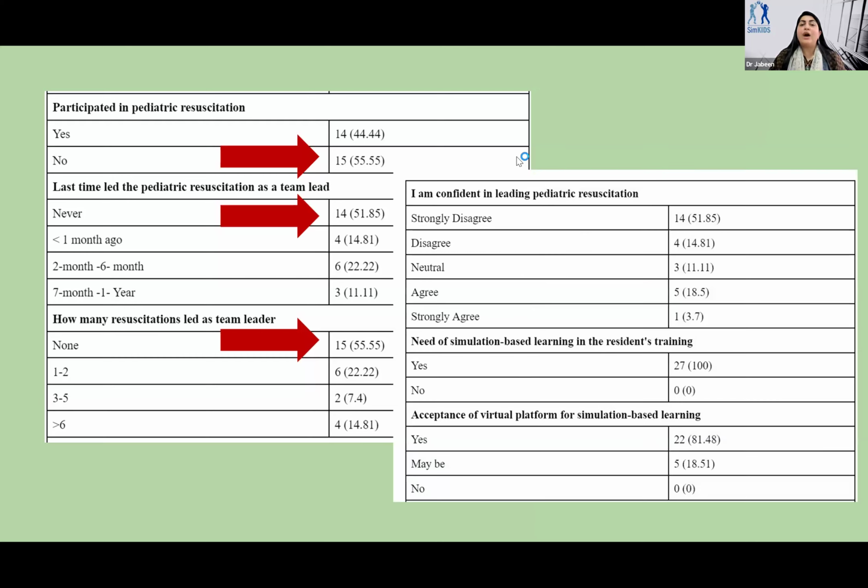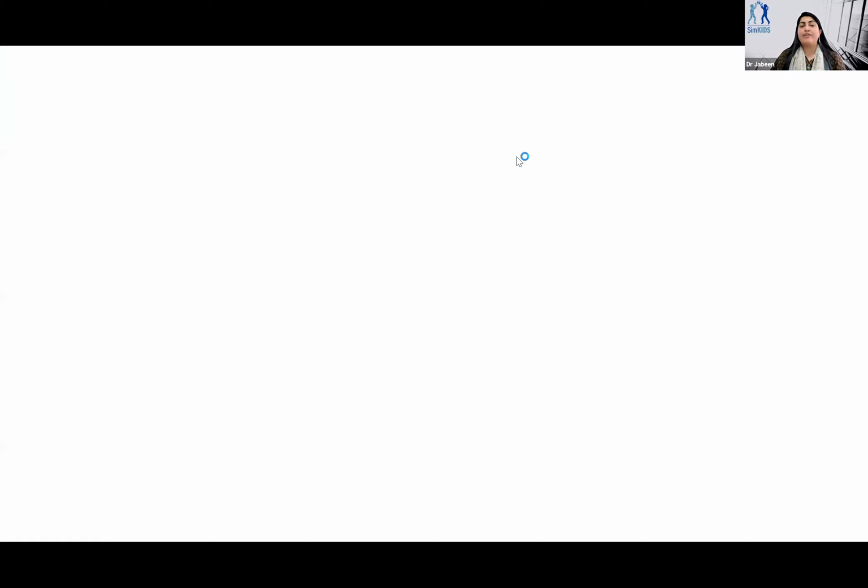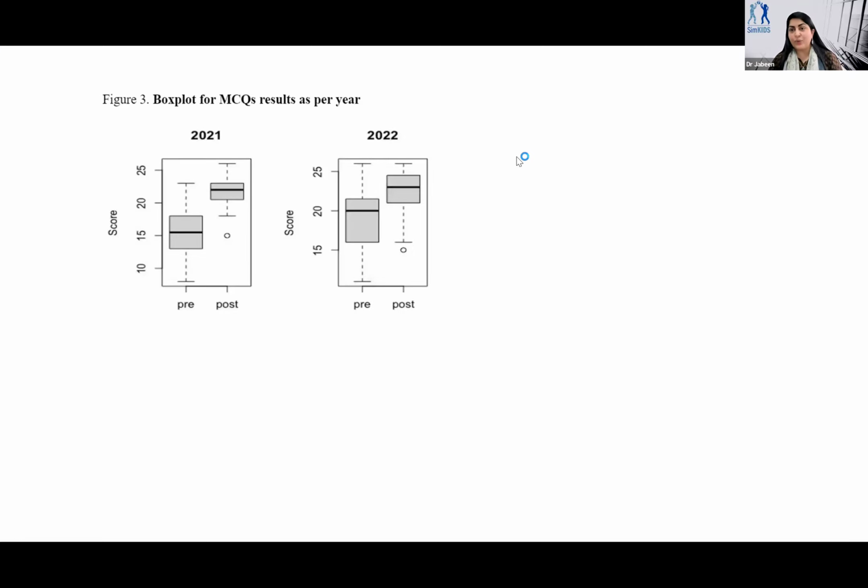When we asked them how confident they are, more than 51% said they strongly disagree that they are confident, but 100% of them agreed that they need simulation-based education. And at that time, suddenly COVID hit. So we asked them, are they open to use a virtual platform? And almost more than 80% said yes, they are willing to try a virtual platform. And we started doing these resuscitations by using the virtual resuscitation room, which I showed you earlier.